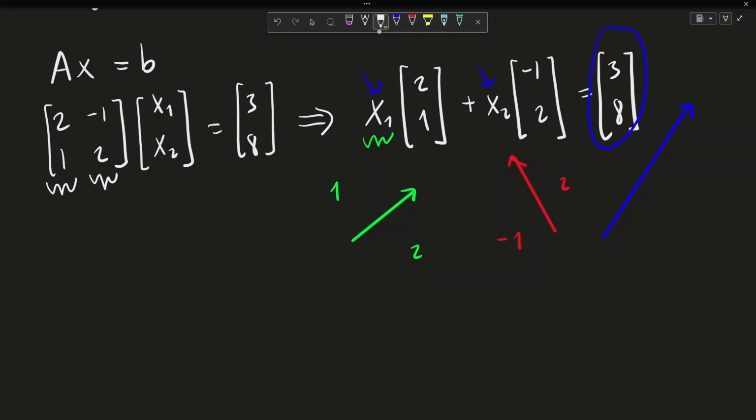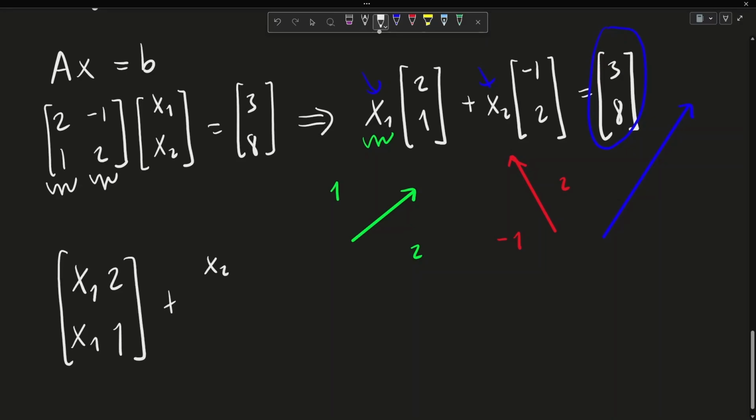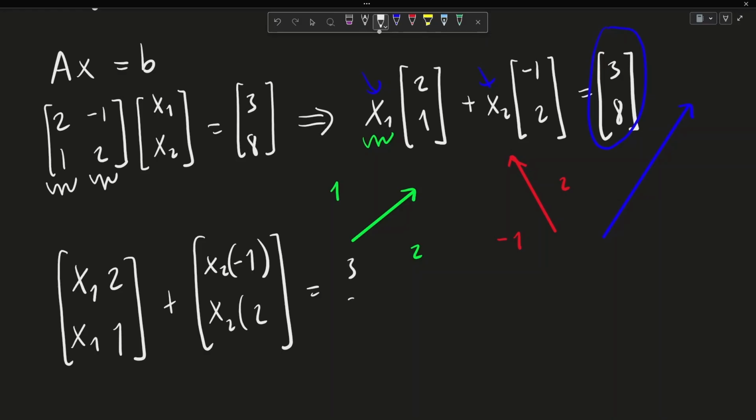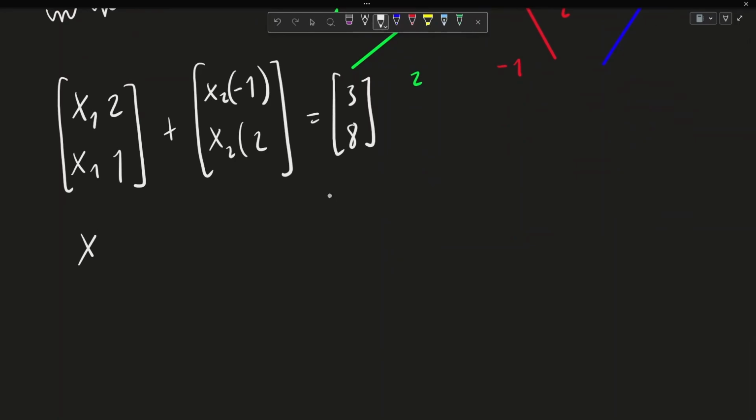And so if we distribute the scalars, we'd find that x1 times (2, 1), this vector, plus x2 times (-1, 2), is equal to (3, 8). We'd find further that 2 times x1 minus x2 equals 3, and that x1 plus 2 times x2 equals 8.